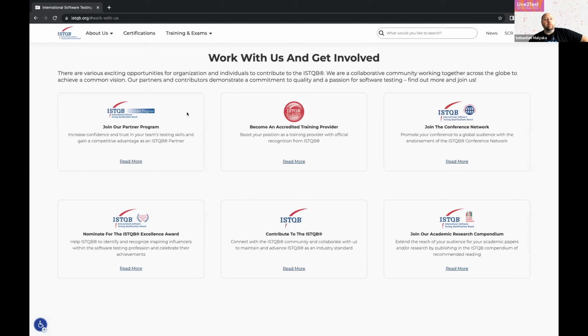Of course, we have the partner program for companies that deliver software, and they deliver good quality software, among other reasons, because they have certified testers, so those companies are invited to participate. And of course, the ISTQB awards, the award for the person who, according to the ISTQB community, does the most for testing in general, to spread knowledge, to share good practice, and to promote testing.